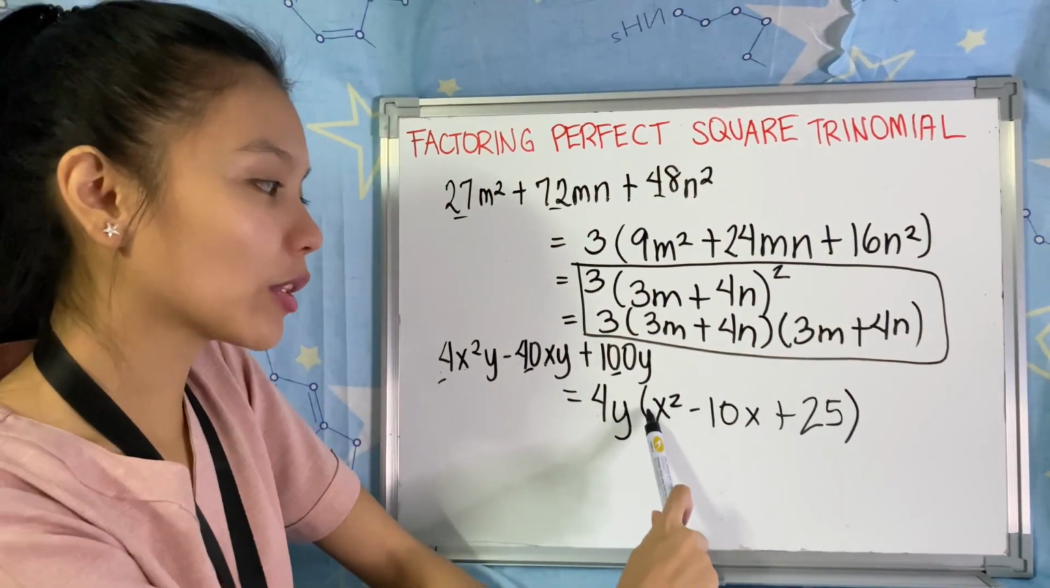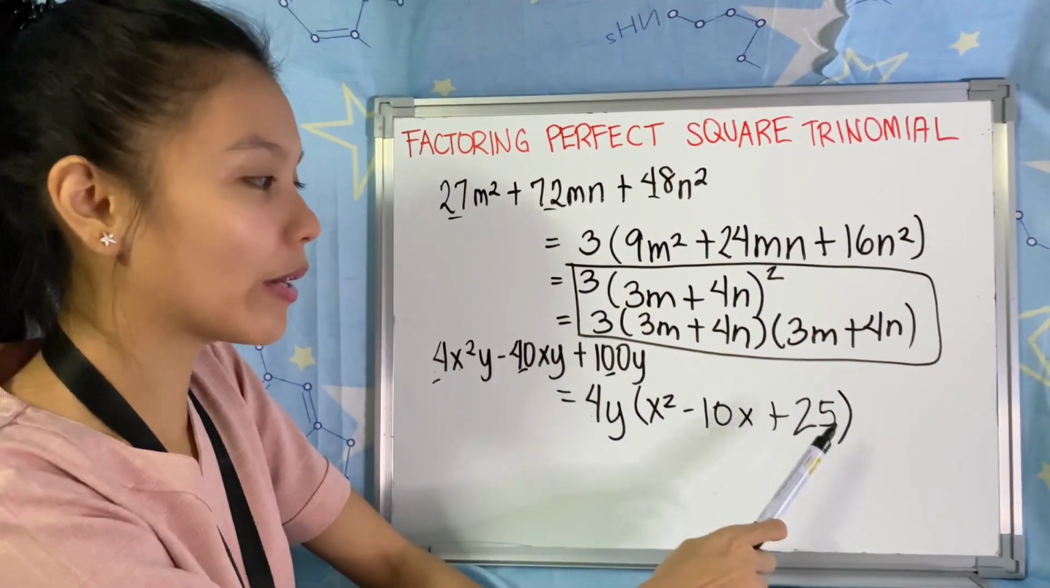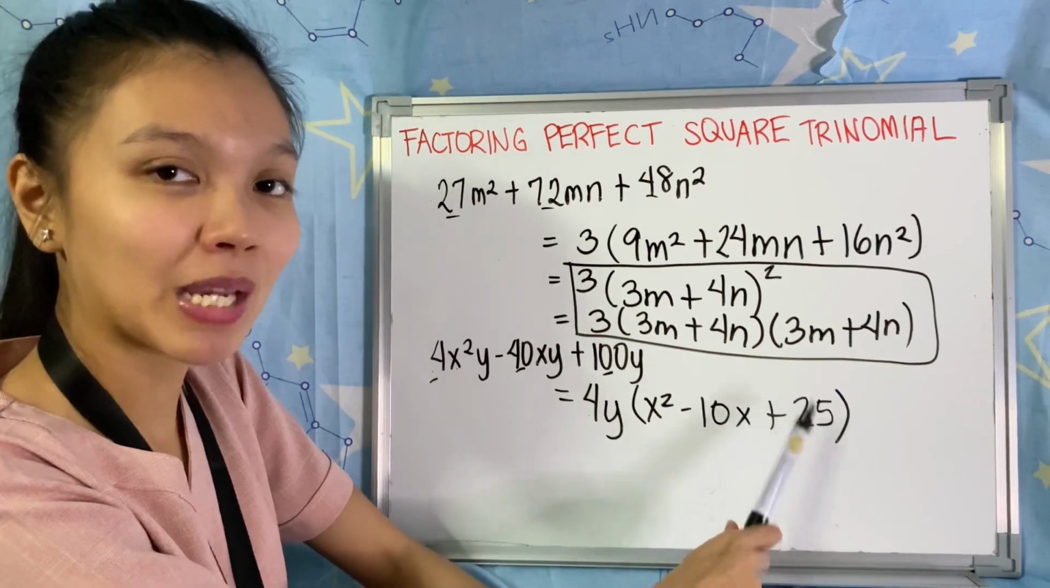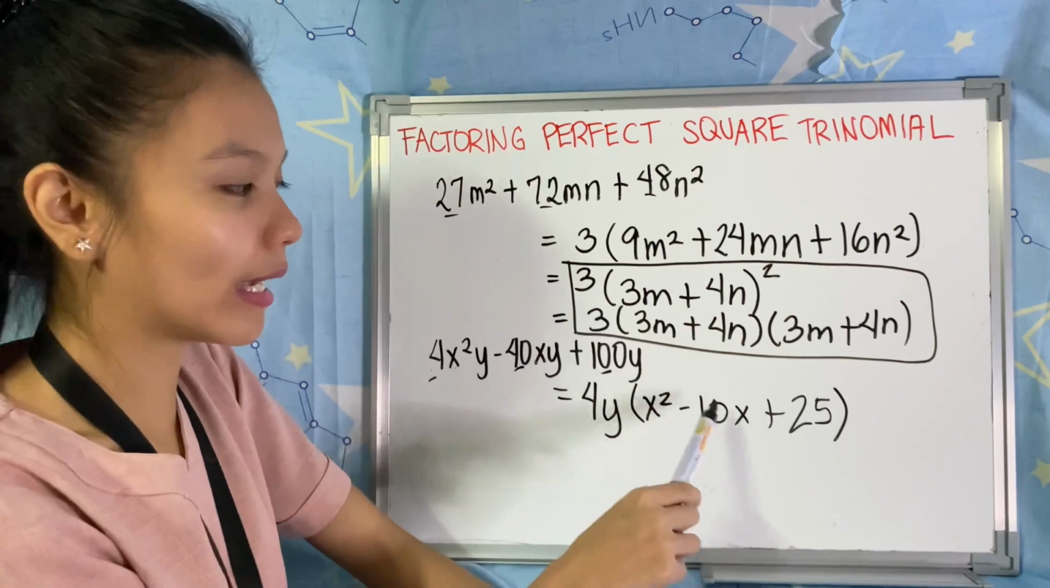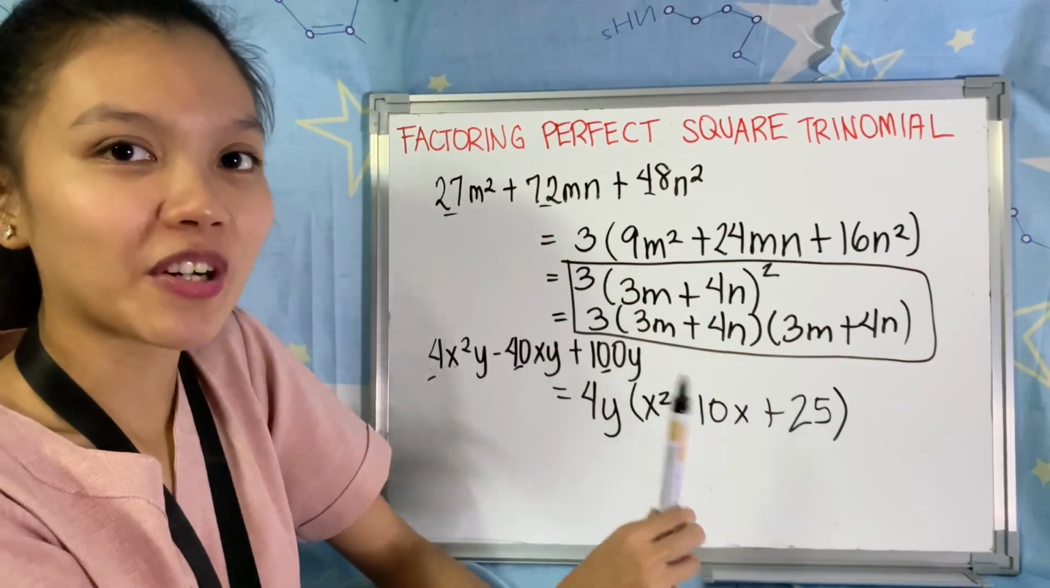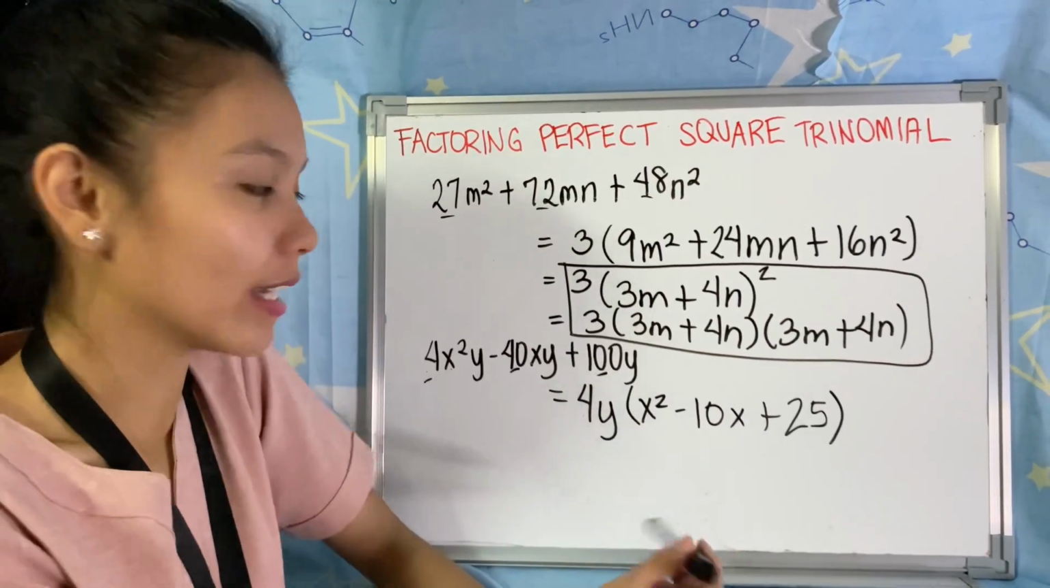So, the square root of x squared is x. The square root of 25 is 5. So, 5 times x, that is 5x. Multiply by 2, that is 10x. So, perfect square trinomial na siya.